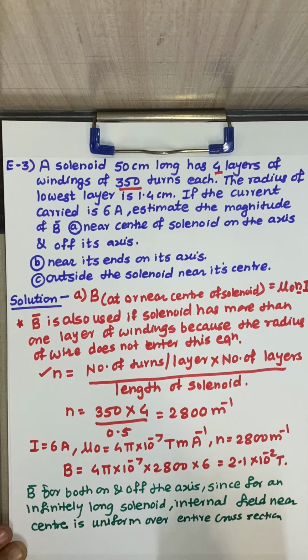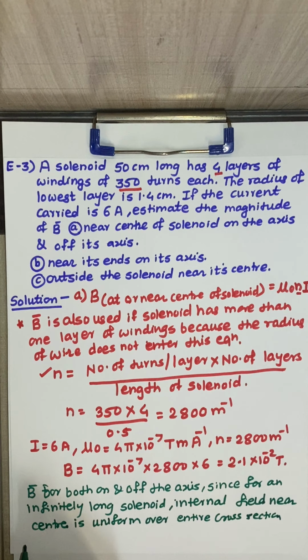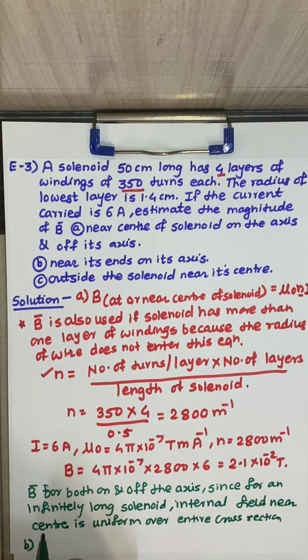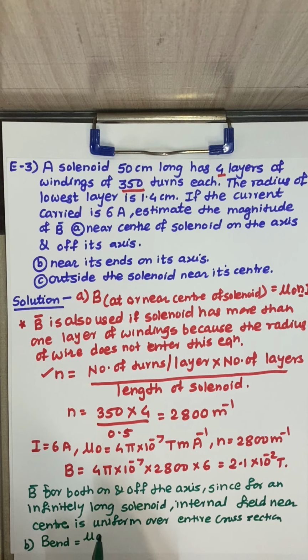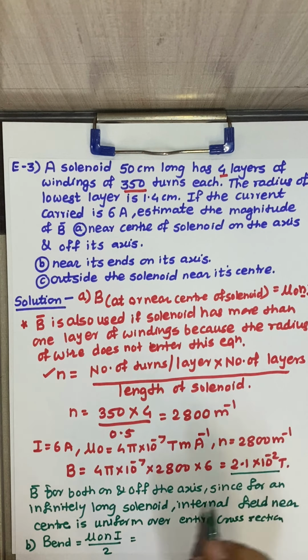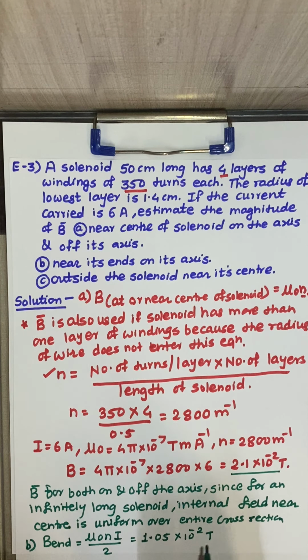Okay, so that's what the value of B is. On the axis also the same value, and off the axis is also the same value. Now they have asked the B part, that is, near its ends on its axis. We know that B end is equal to mu naught N I divided by 2. So it comes out to be this value divided by 2, which is 1.05 into 10 raised to minus 2 Tesla.